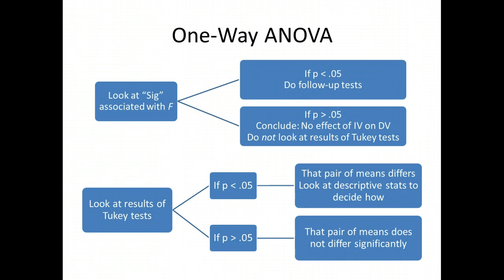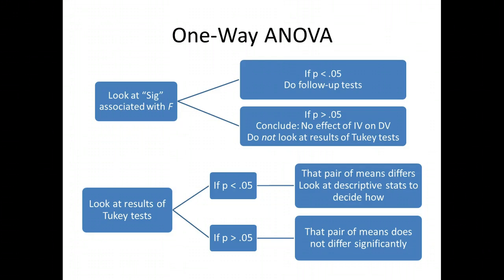Okay, so that's the basic overview. Here's what it looks like with the one-way ANOVA. So I look at the sig, the p-value associated with F. If it's significant, I do the follow-up tests. If not, I conclude that there's no effect of the independent variable on the dependent variable, and I do not look at the results of the Tukey tests.